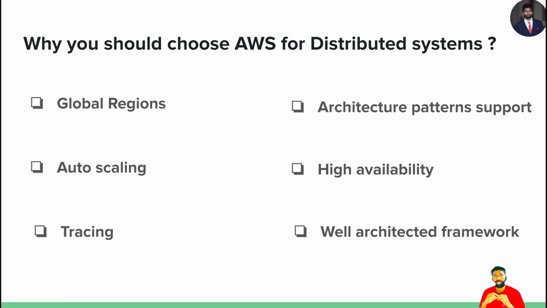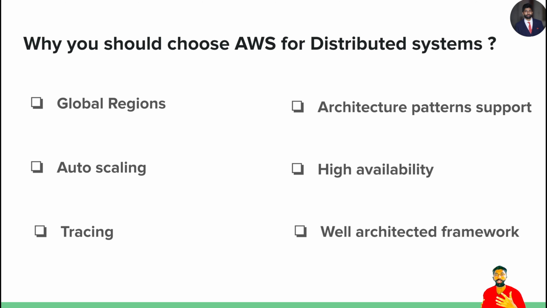So now let's understand why you should choose AWS for building and hosting distributed systems. AWS is a great platform to build distributed systems. I'm not just saying this, but I'll provide the reasoning why it is a great platform. First of all, AWS itself is a distributed system. AWS provides regions, which are separate geographical locations miles away from each other, and these regions provide the redundancy for any system. AWS provides support and services to deploy different architecture patterns.